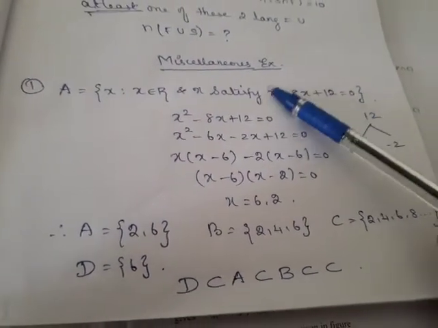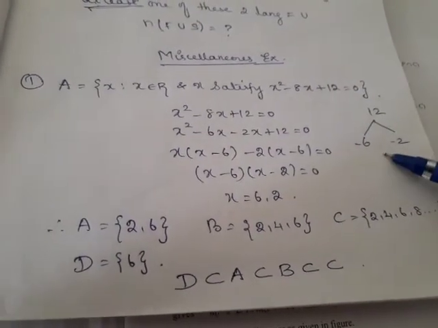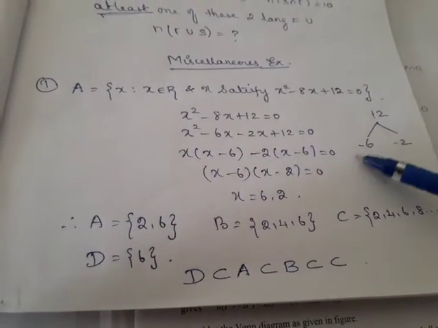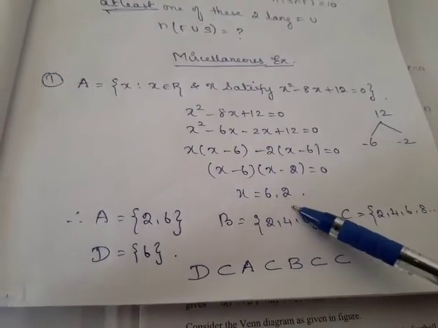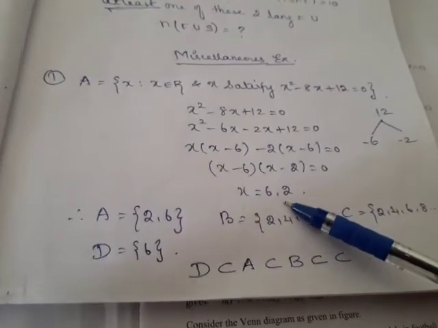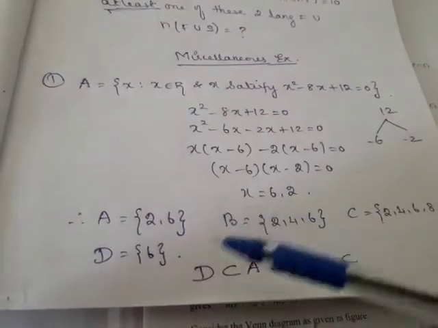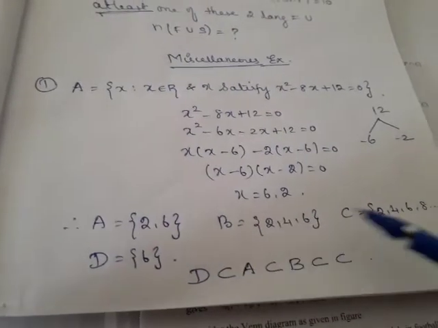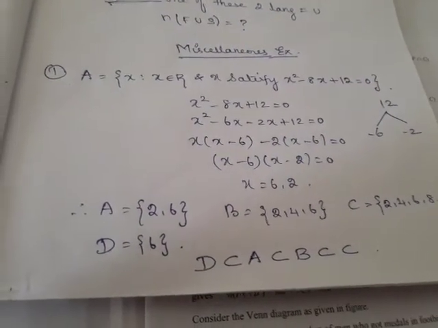So in order to find the solution of this quadratic equation, we will go with splitting the middle term. And using the splitting the middle term, we found the solutions are 6 and 2. So 6 and 2 are the only two real numbers which satisfy this equation. Therefore set A has only 2 and 6. B, C, D they have given in the question itself. So from this easily you can identify.